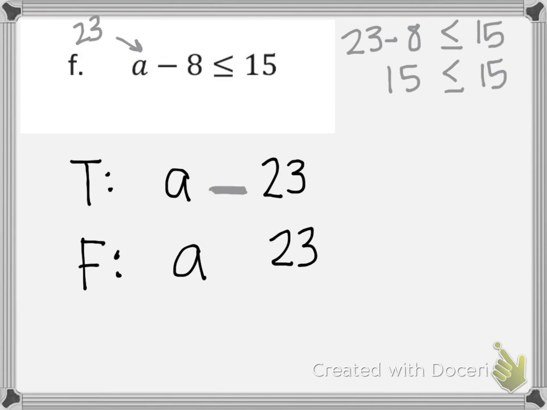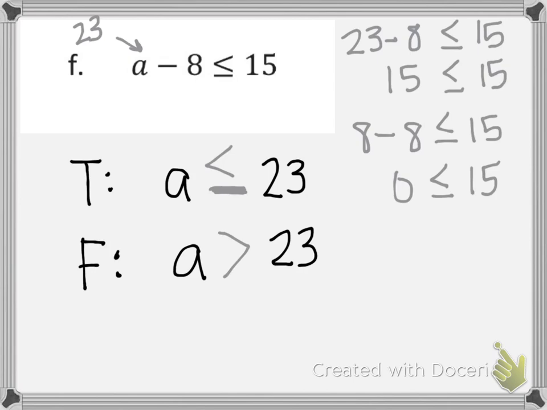Now I just check bigger or smaller. Let's check smaller again. Let's go with 8 because that's nice. So I'm going to plug an 8 in for a. So I get 8 minus 8 is less than or equal to 15, and 8 minus 8 is 0, and 0 is less than or equal to 15. So this is a true statement. So if I choose a number smaller than 23, I will get a true statement. So the true gets the less than numbers, and the false gets the greater than.